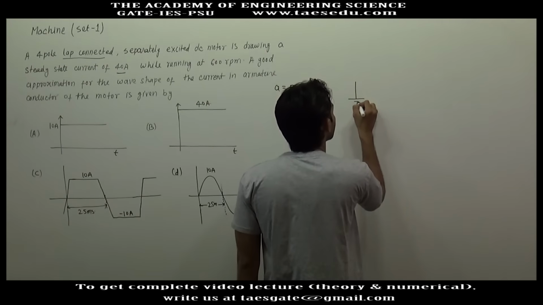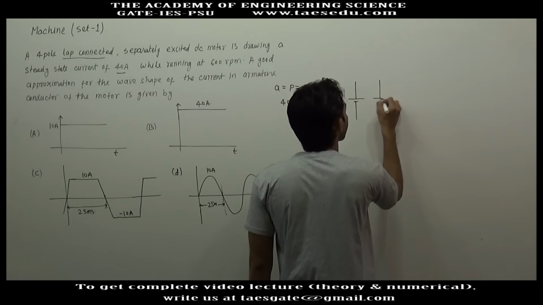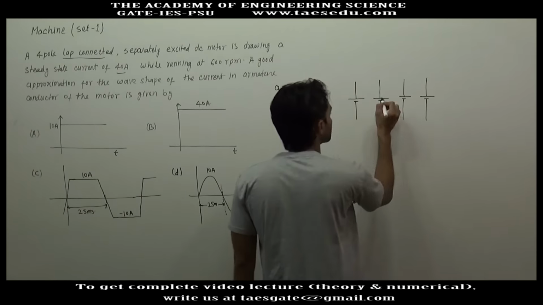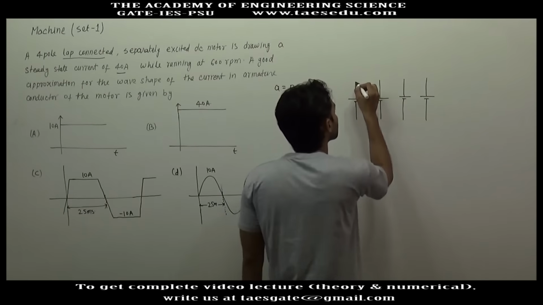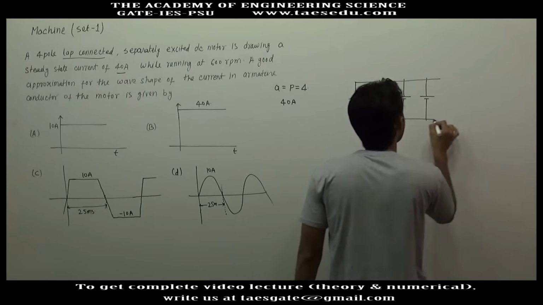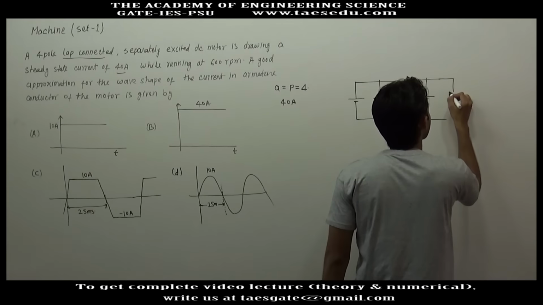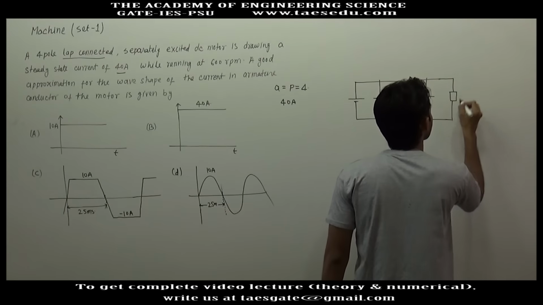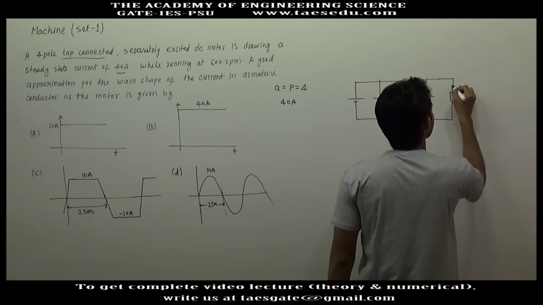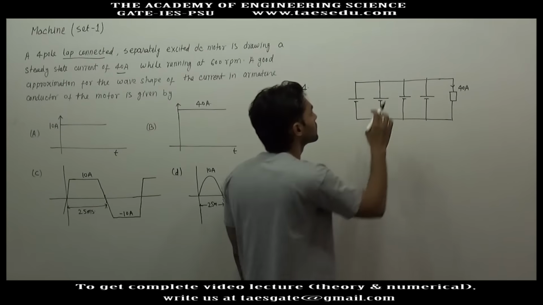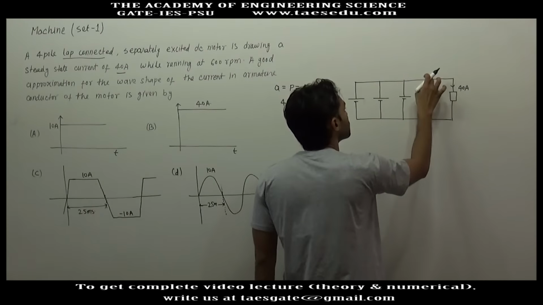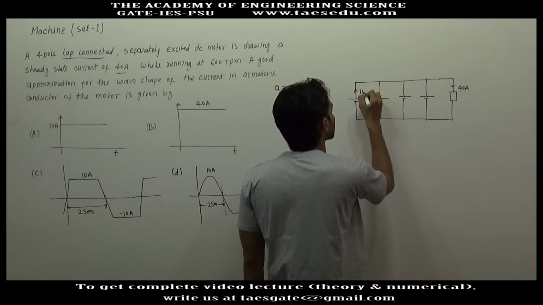We have 4 parallel paths. Let's say these are the voltages generated in each parallel path, and it delivers a constant current of 40 ampere to the load. So the current in each winding, or in each parallel path, will be 10 ampere.